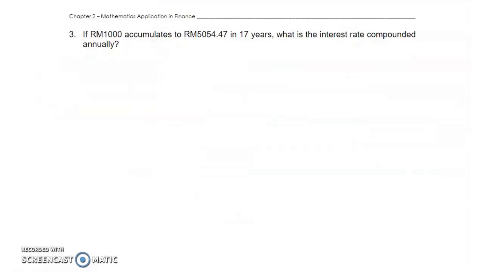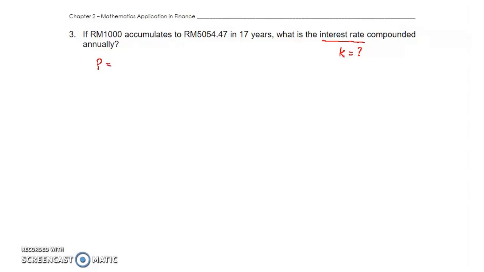Okay, now look at example 3. If 1,000 ringgit accumulates to 5,054 ringgit 47 cents in 17 years, what is the interest rate compounded annually? What is the interest rate? So interest rate here, we want to find value K, the annual rate. Okay, so extract the info given.